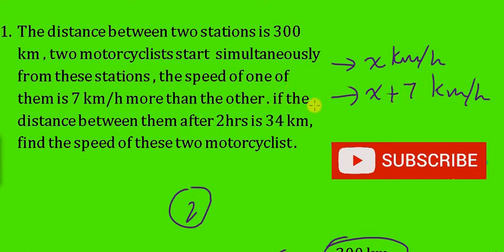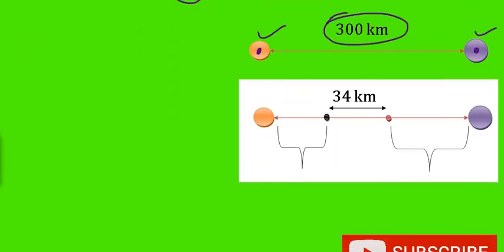So then, if the distance between them after 2 hours is 34 kilometers, find the speed of these two motorcyclists. Okay, so after 2 hours, the distance between them is 34 kilometers.